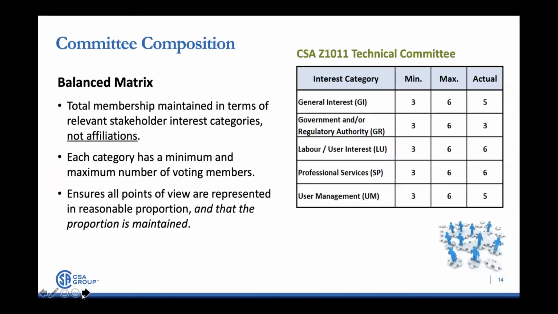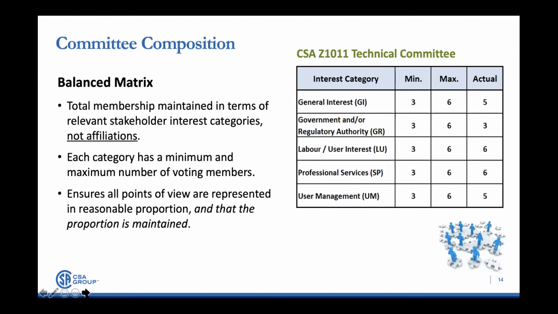Next slide, please. So this is an example of a balanced matrix. So the total membership is maintained in terms of the relevant stakeholder interest categories, not by affiliations. So the important thing to remember is the membership actually belongs to the individual and not the organization, although they do represent the organizational category. So each category has a minimum and maximum number of voting members. We can't exceed that, and we can't fall underneath that. And we need to ensure that all points of view are represented in a reasonable proportion, and that that proportion is maintained at all times.